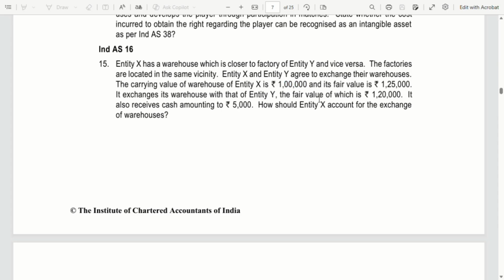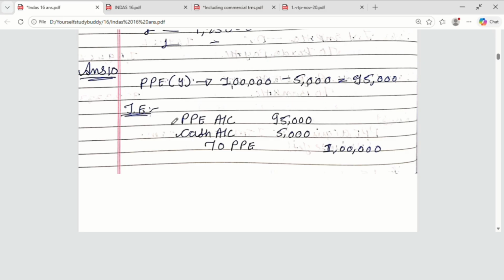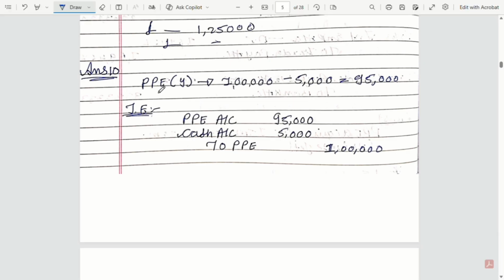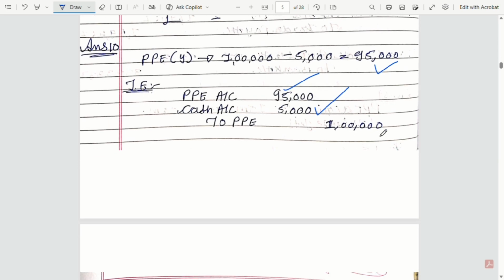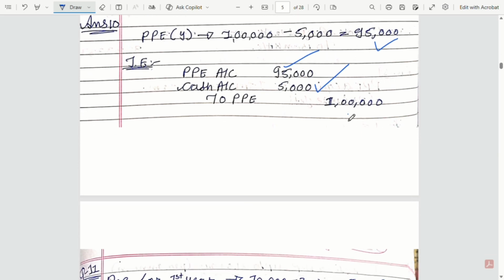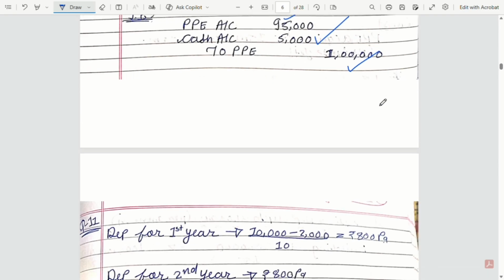And it also exchange, okay, the fair value of entity Y, ये सब तो कुछ जरूरत नहीं है. It also receives cash amounting to ₹5,000. So see from 1 lakh we are going to reduce this 5,000 का cash because it is reducing our cost. How should entity X account for the exchange of the warehouses? Let's see how we can account this. So see PPE we are going to record at 95,000. हमें new PPE मिल रही है 95,000 की, उसके लिए हमें 5,000 का cash भी मिला है. And then PPE हमारे books में 1 लाख की है, उसको हम लोग reverse करेंगे. So this is the simple solution.